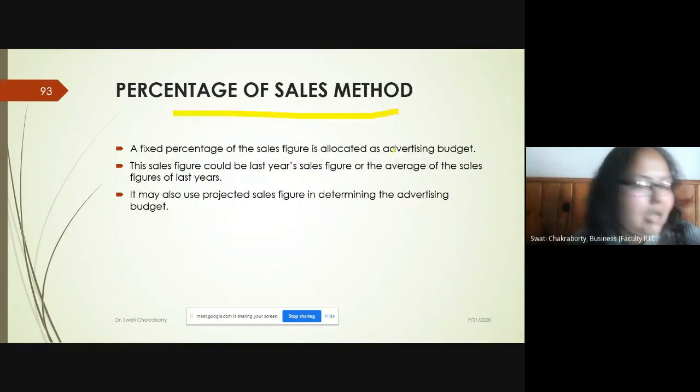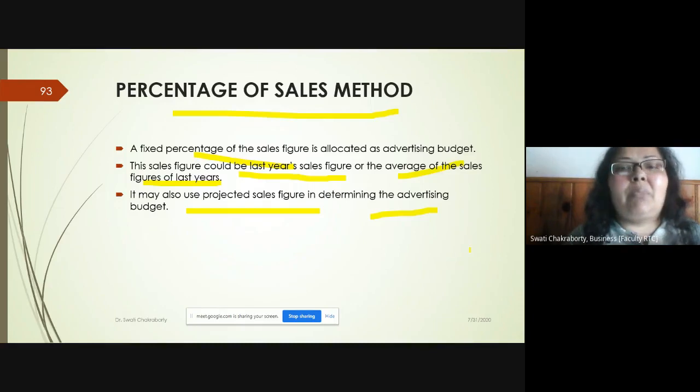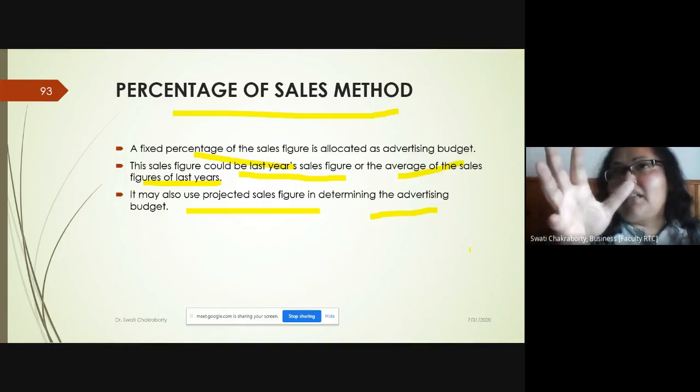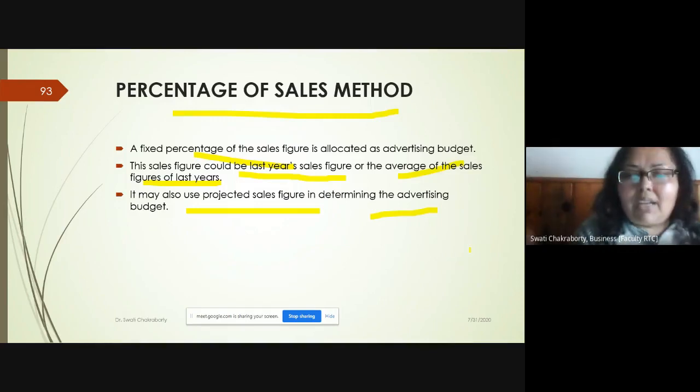Percentage of sales method. Percentage of sales method is where we are talking about a fixed percentage of the sales figure which is allocated for advertising budget. Whatever is the sales happening, a fixed percentage, and this sales figure could be last year's sales figure or the average of sales figures of last years. It could be based on past sales figures. It may also use projected sales figures, what's coming up, in determining the advertising budget. What can come up as a result of that advertising, what could be the sales. So from there you determine a percentage of sales that will go to advertising.